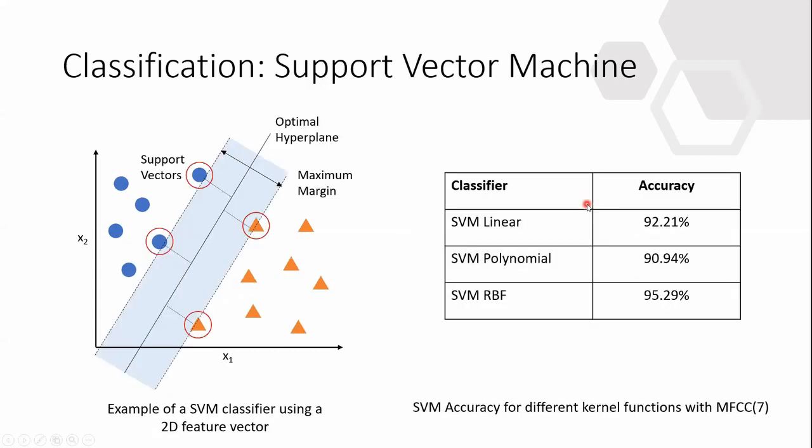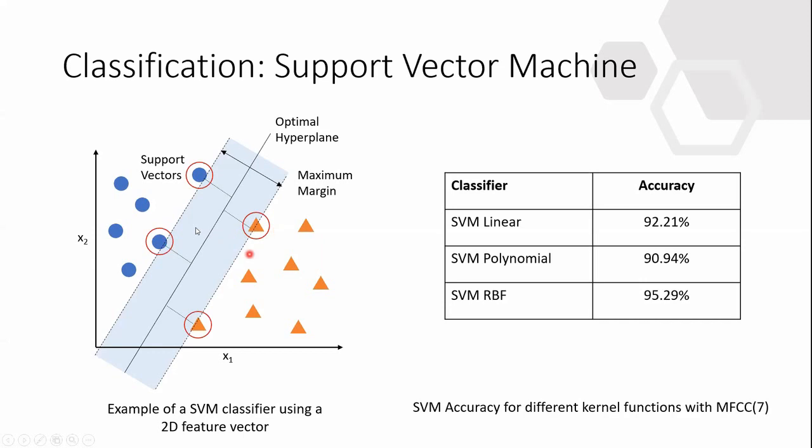So we also have tried support vector machines. Support vector machines try to separate data using a linear hyperplane, which we say is optimal because it tries to maximize the margin between the hyperplane and the support vectors, support vectors being the points that are closest to our hyperplane.